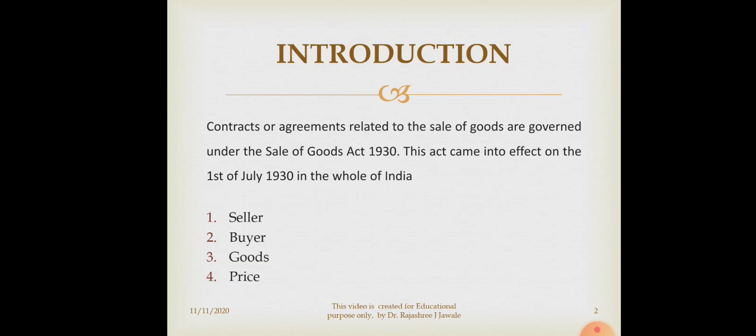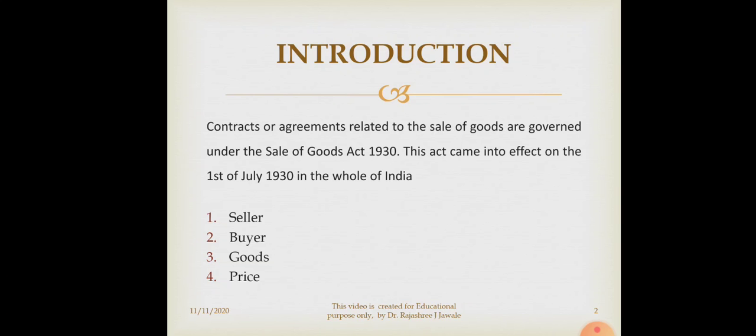Here we need to understand examples also. A sells 50 bags of cement to B for a sum of rupees 7,500. It is a sale since the ownership of 50 bags of cement has been transferred to B. So here we can see that the actual sale is completed.